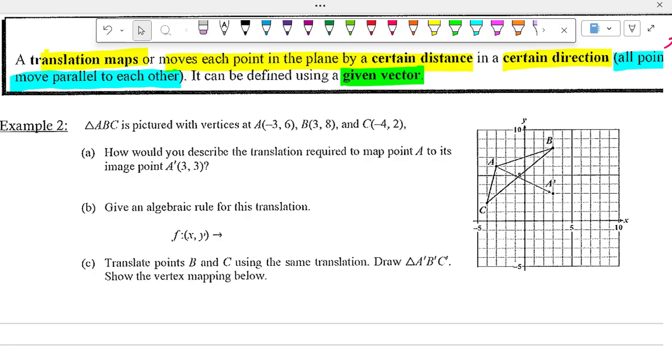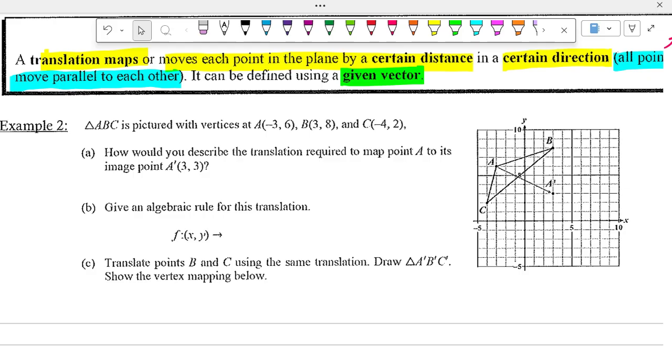So let's try it together. If I start at A, what direction do you want me to go in first to get to A prime? Here's where I'm starting, here's where I'm ending. Should I go left, right, up, down? Okay, let's go down. How many units? 1, 2, 3 units. So I'm here now. Now what do I do? Go to the right. How many units? 1, 2, 3, 4, 5, 6. So I went down 3, over 6.